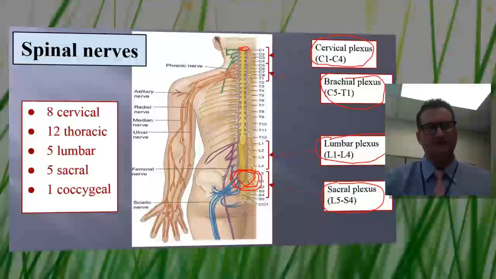Again, there's 31 pairs of spinal nerves: 8 cervical, 12 thoracic, 5 lumbar, 5 sacral, and 1 coccygeal. And some of these group together to form the plexi.